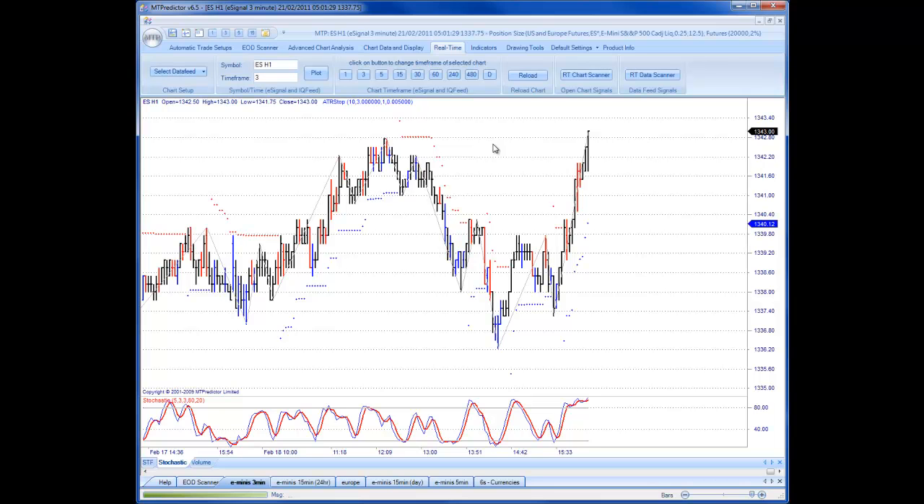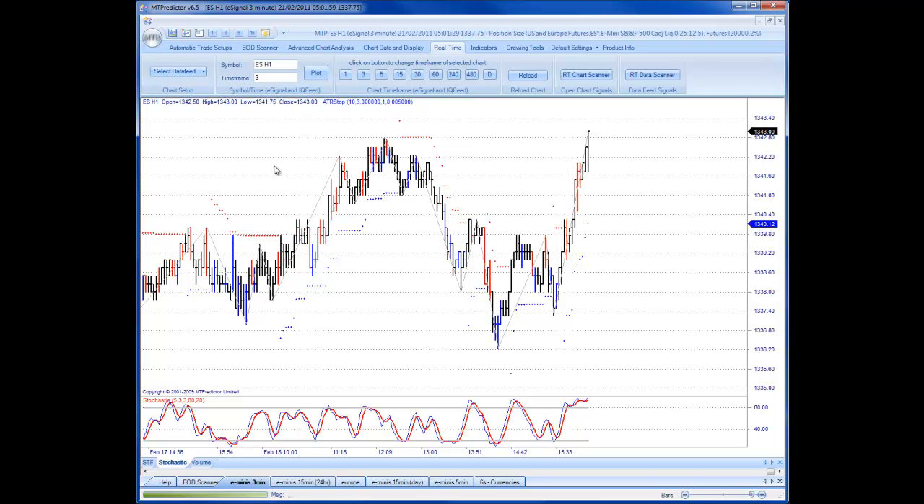Today I'd like to take a look at the US E-minis, in particular the S&P E-mini on a 3-minute chart. This is the ES symbol on a 3-minute chart, for Friday, February the 18th. Initially you can see there's no automatic setups on the chart here, so at a first glance you might think, well, it's a very quiet day and not a lot going on.